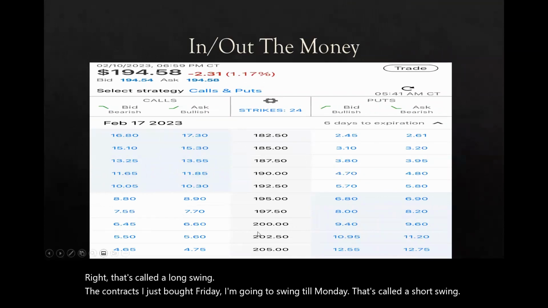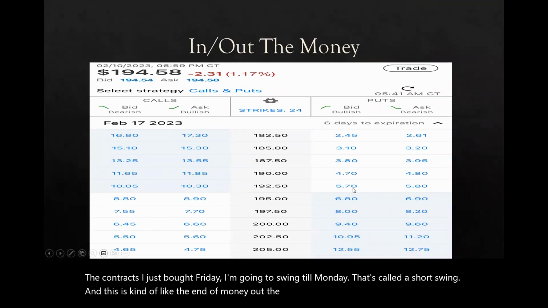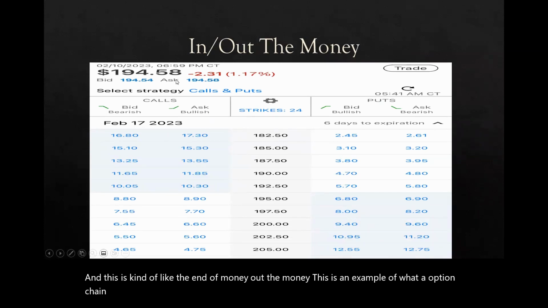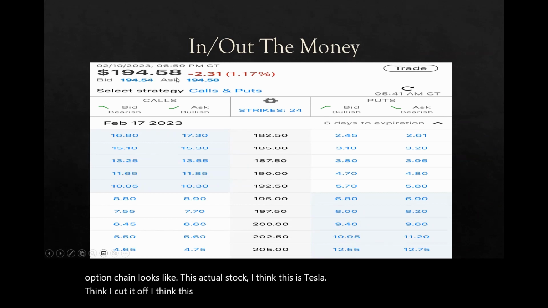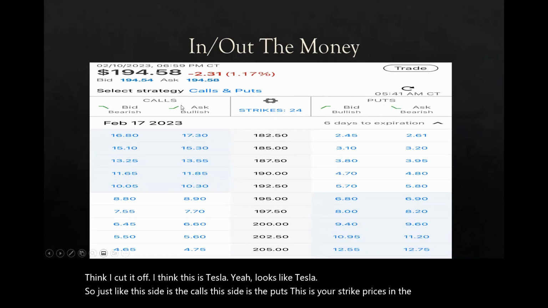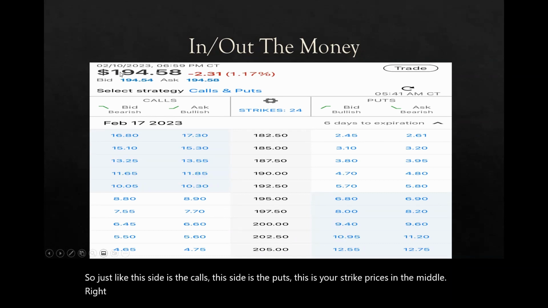And this is kind of like the in the money, out the money. This is an example of what an option chain looks like. This actual stock, I think this is Tesla. I think I cut it off. Yeah, looks like Tesla. So this side is the calls, this side is the puts. This is your strike prices in the middle, right? Tesla was trading at this time at $194.58, right?